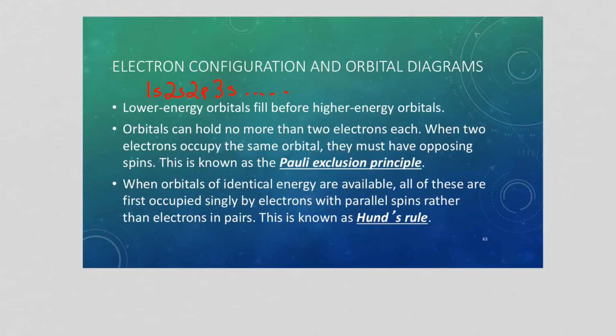When we have orbitals within a set that have the same energy, so a p set of orbitals or a d set of orbitals, they fill singly first before they pair up. This is what's known as Hund's rule. So we follow these 3 guidelines and rules, and we can come up with the electron configuration and the orbital diagram of any element.